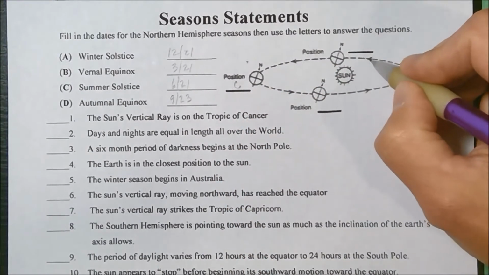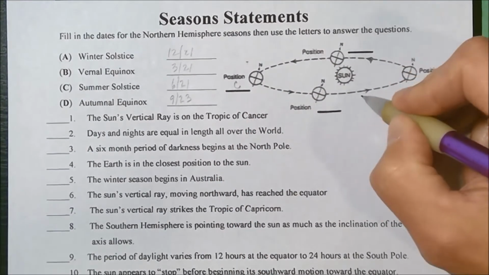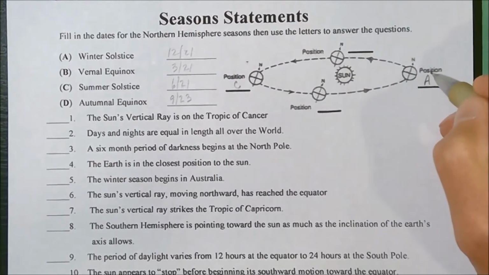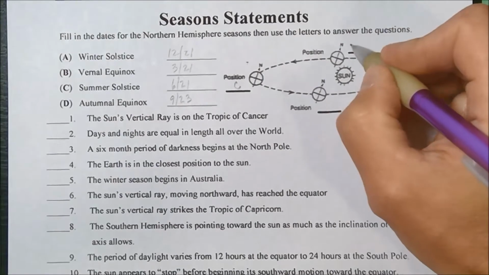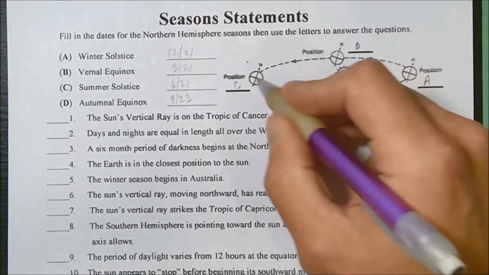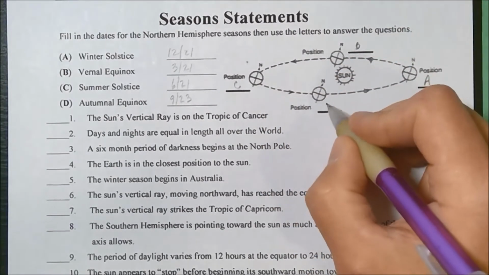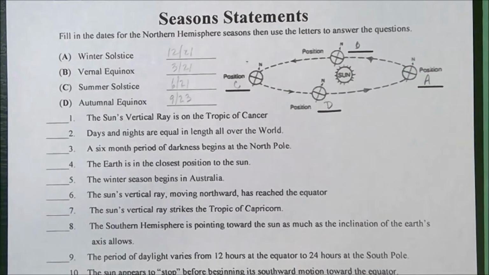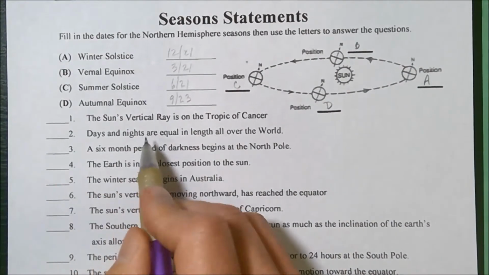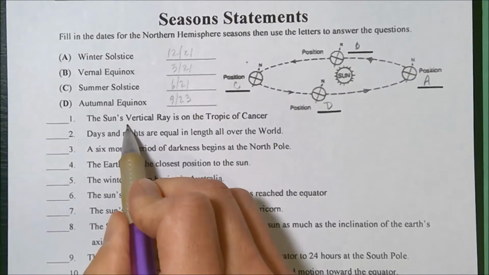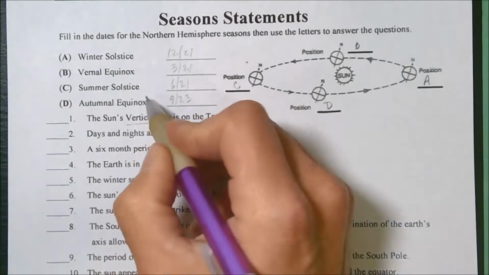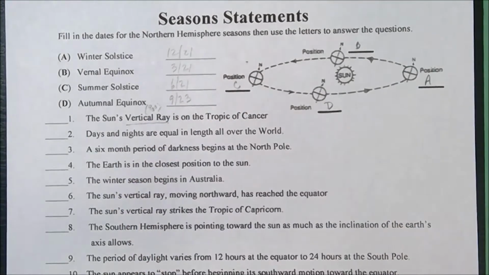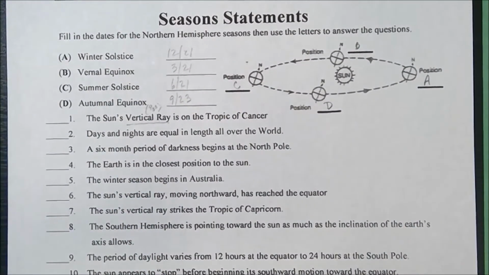We know that we're orbiting counterclockwise. So starting from winter, you'd go spring. So that's B, summer, and then this position is fall. Now, each seasonal date is really described by the location of the vertical ray. The vertical ray is where the sun is hitting directly or at a 90-degree angle.